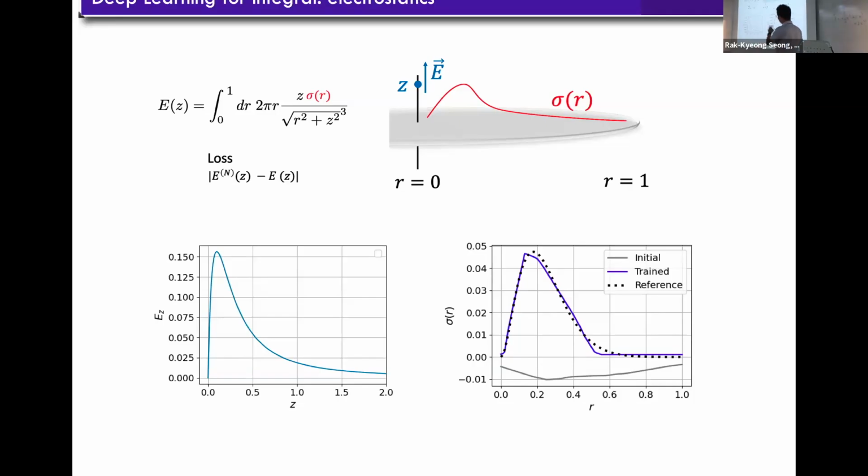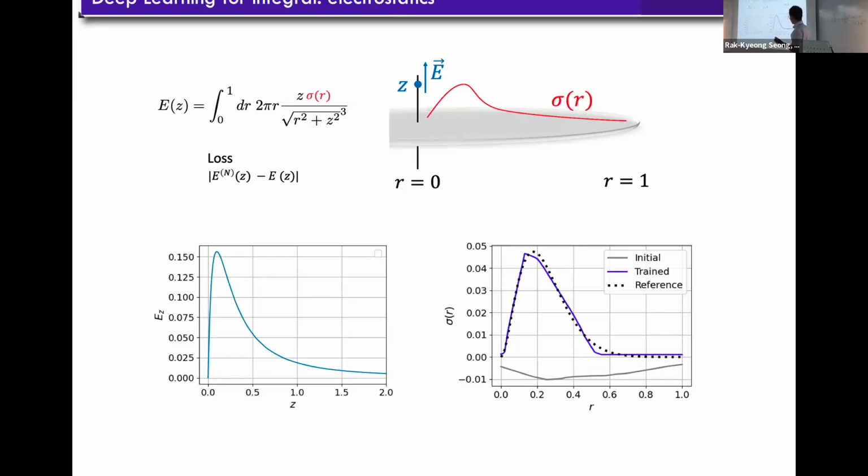Okay, so the integral part is easy. Now the inverse problem. I'm doing an experiment. I'm measuring the electric field on this vertical z-axis. Then my question is, what is the charge distribution? Then I can also use machine learning. This is just a toy example that I made.